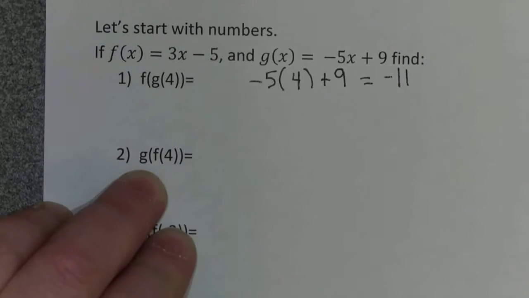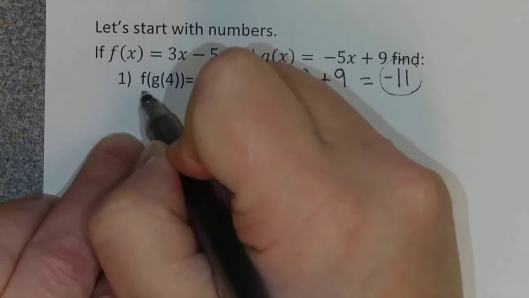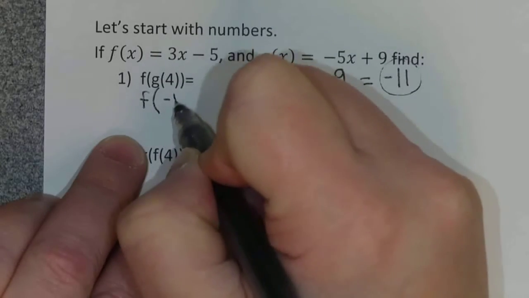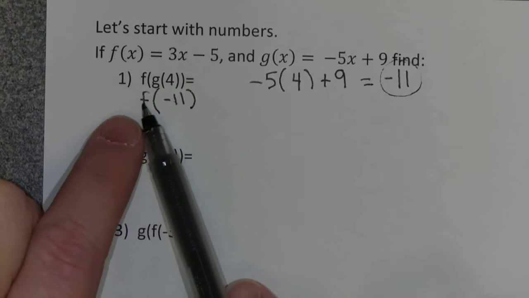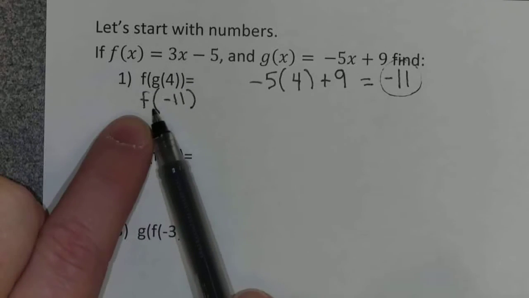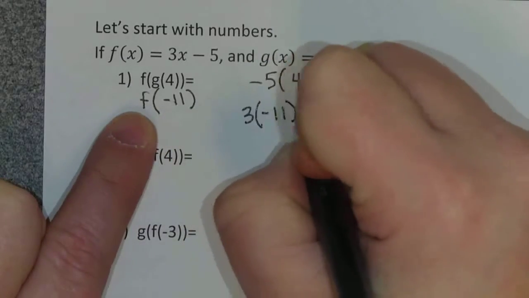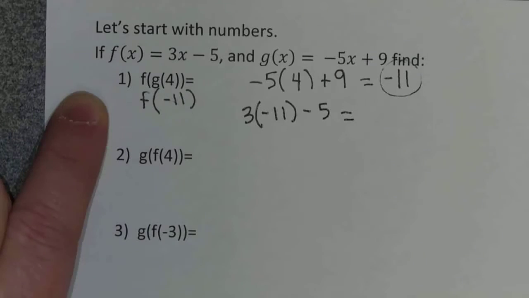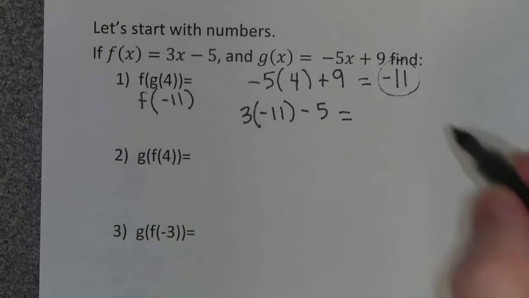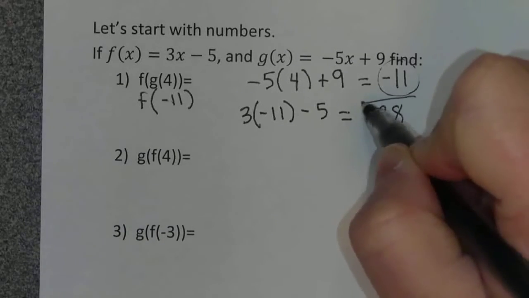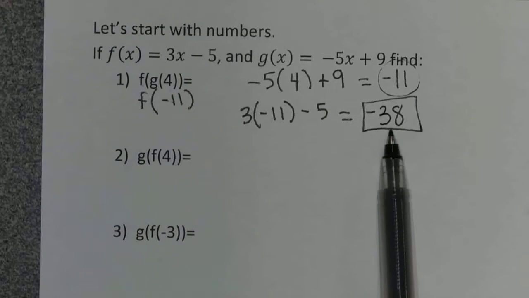Okay, guess what I'm going to do with that answer now? Yeah, because if I were to write this back over here, g of 4 was negative 11, right? So all of that part right there could be replaced with the negative 11. So now I'm putting negative 11 into the f function. So I would have 3 times negative 11 minus 5. What'd you get when you do that? Negative 38. That's right, negative 38. So my answer for f of g of 4 would be the number negative 38.